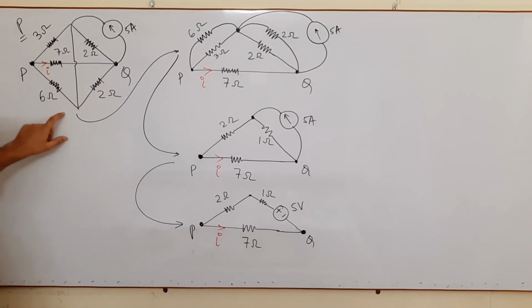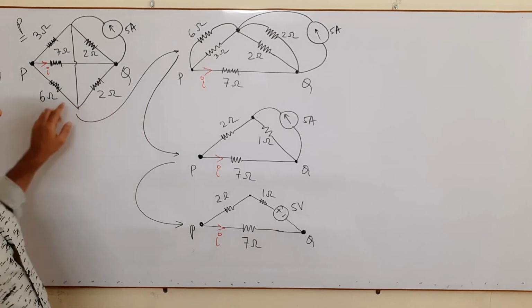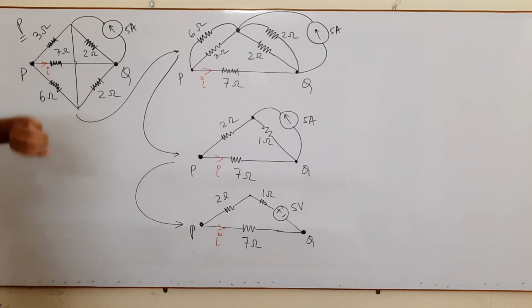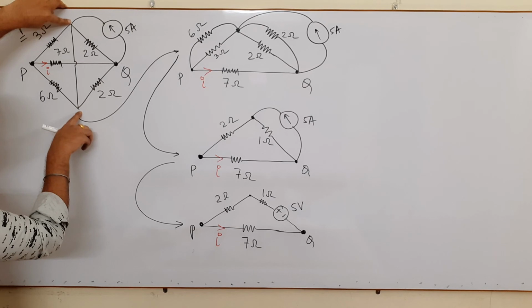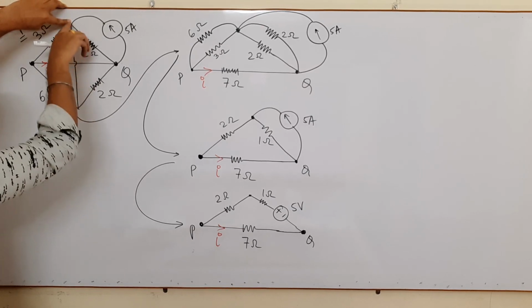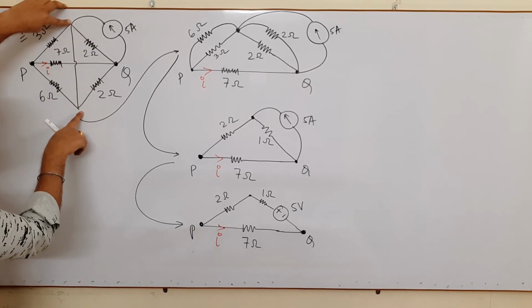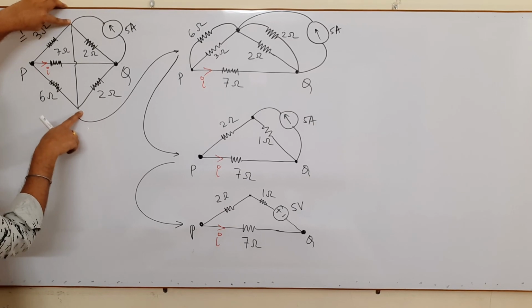Okay, so we have to find the value of I. Now how do we find the value of I? I have redrawn this network here. See, this is one node and this is one node. These two nodes are actually a common node, because they are connected by a simple wire. That means these two nodes are a common node.